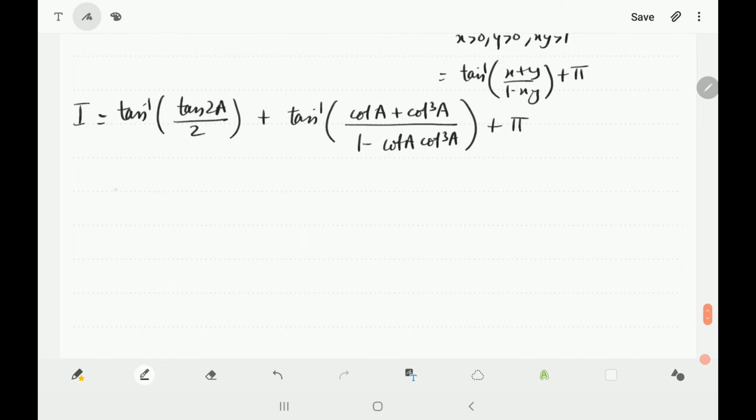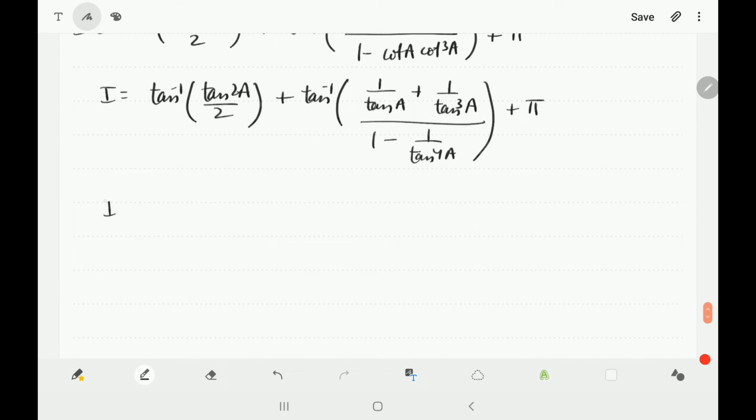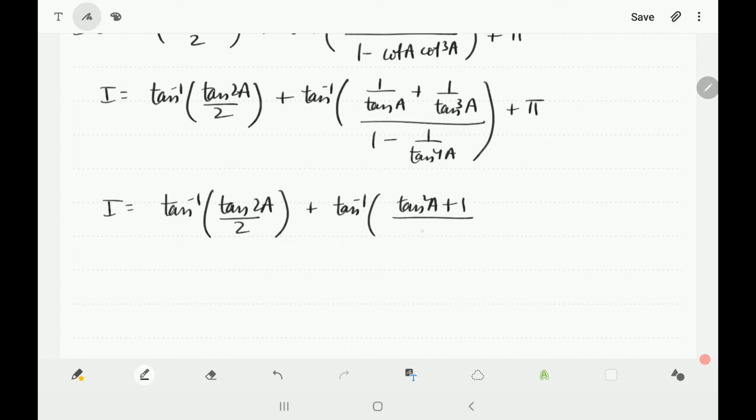Don't forget pi, because the product is greater than 1. Okay, now let's simplify this term. So we will have I as tan inverse of tan 2a divided by 2. Let's convert everything into tan, because we are more familiar with tan. So cot a can be written as 1 by tan a, and cot cube a as 1 by tan cube a. Okay, now this term will become 1 minus 1 by tan 4a, plus pi. Okay, let's further simplify it. We will get tan inverse of tan 2a divided by 2. Okay, this term will be tan inverse of, if you take the LCM, tan square a plus 1 by tan cube a.